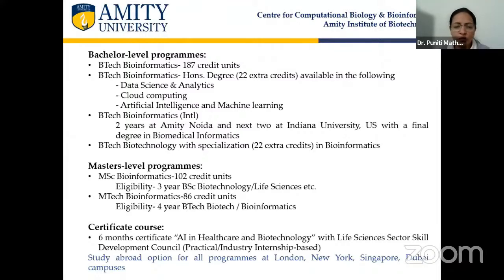The certificate course that I was talking to you about is a 6-month certificate in AI in healthcare and biotechnology. We have developed this course very rigorously, very extensively with the Life Sciences Sector Skill Development Council. This is a Government of India enterprise, and they are focused on developing skills with higher educational institutions. So we have collaborated with them, and it is certified. This particular certificate course has been certified by LSSDC, Government of India.